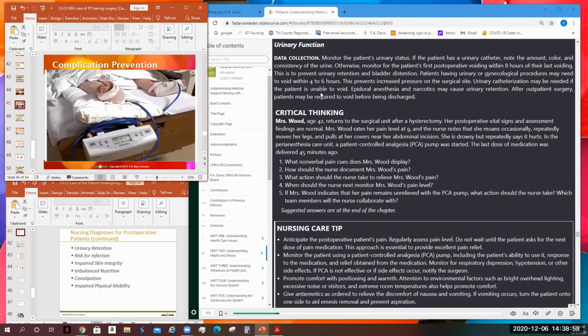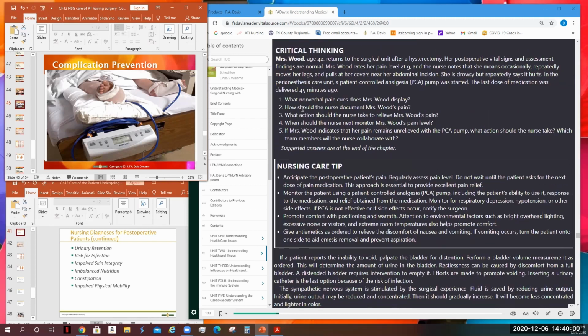Urinary function, data collection. Monitor the patient's urinary status. If the patient has a urinary catheter, note the amount, color, and consistency of the urine. Otherwise, monitor for the patient's first postoperative voiding within 8 hours of their last voiding. This is to prevent urinary retention and bladder distension. Patients having urinary or gynecological procedures may need to void within 4 to 6 hours. This prevents increased pressure on the surgical site. Urinary catheterization may be needed if the patient is unable to void. Epidural anesthesia and narcotics may cause urinary retention. After outpatient surgery, patients may be required to void before being discharged.